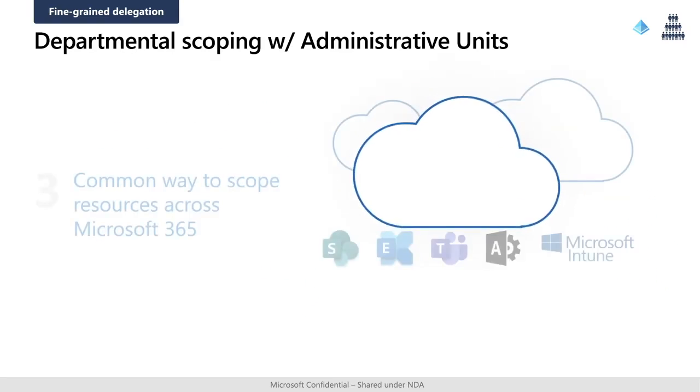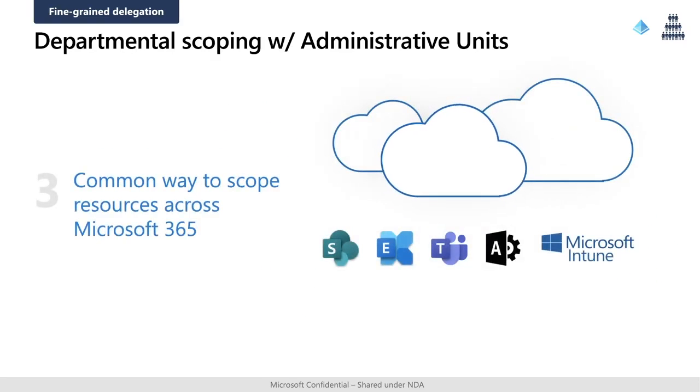Then the third thing, I think, is kind of the most important. It's a common way to scope resources across Microsoft 365. This vision is going to take some time to get to 100% product truth. But we're on the road to having admin units be the scoping mechanism across M365 services. So today, you have a scoping mechanism for Exchange, and they have their own scoping mechanism. In Intune, they have their own scoping mechanism. They have scope tags and different things like that. And then in AAD, there's already the notion of admin units.